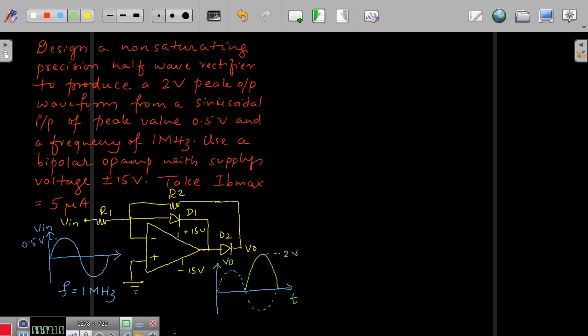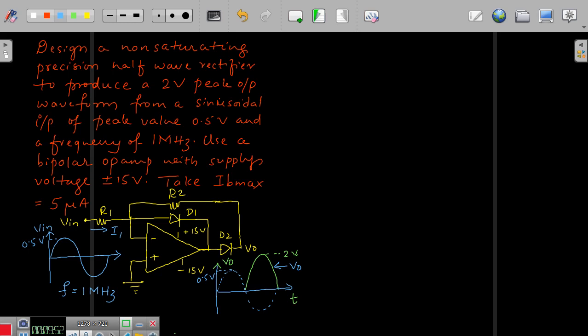All of you have noted down the circuit with input 0.5 volts, output 2 volts. Along with the rectification, amplification also takes place, and it is 4 times. 0.5 volt is the input, 2 volt is the output, and accordingly you should understand how to select the values of R1 and R2. And here this is my current I1.